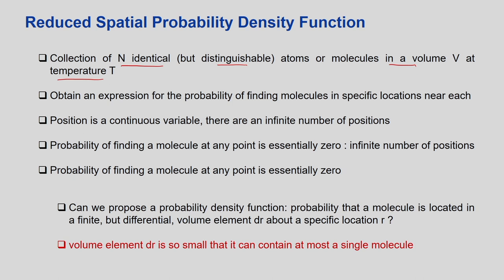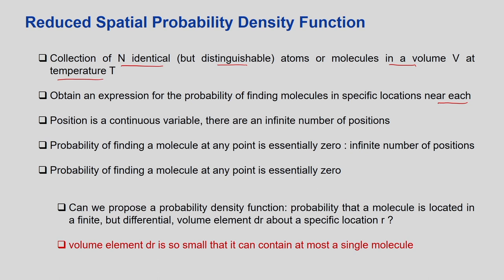Okay. So, our question is to obtain an expression for the probability of finding molecules in a specific location near each position. Okay. What are the different atoms in the sphere of influence of a particular atom? We have to find that out. Let us say we have an atom 1. Let us say I want to check what is the probability of having an atom 2 within the sphere of influence where the interatomic radius is r.